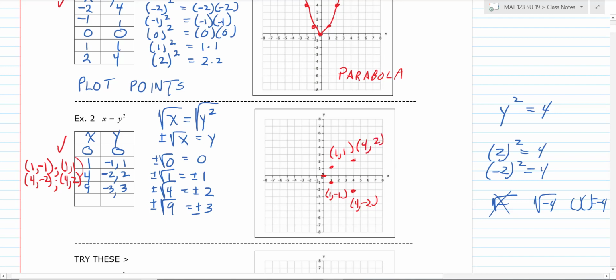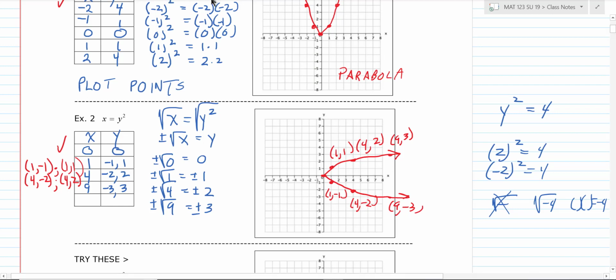And then by the same logic, you go over 9, up 3, and you go over 9 and down 3. Okay, so this graph looks like this. It's a parabola, but it's going sideways. Okay, so that's how the graph of that goes, is like that.